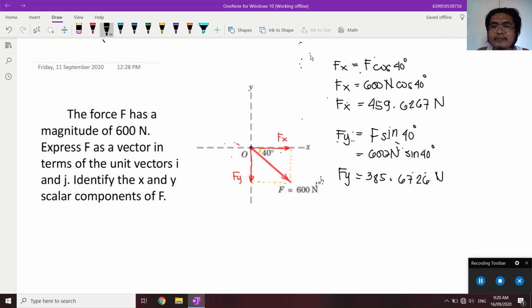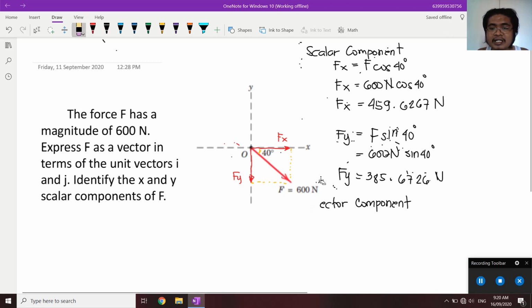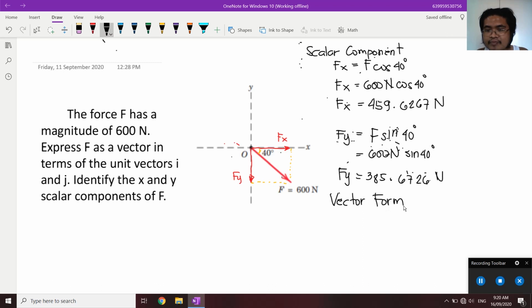So, how are we going to express this? This is called the scalar component. For it to become a vector component, you just have to multiply it by i or j. And to express this in vector form, the general form is F equals Fx i plus Fy j. Only, you have to consider the direction.